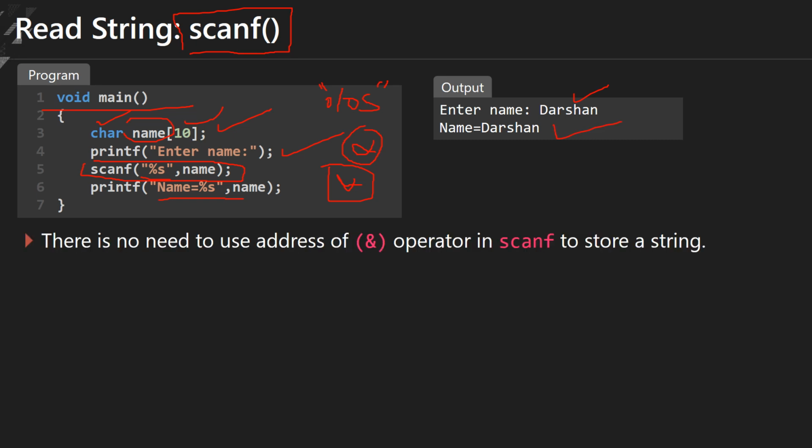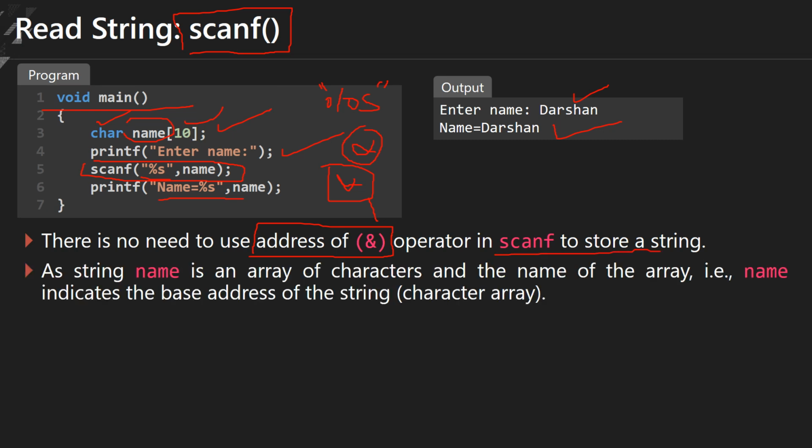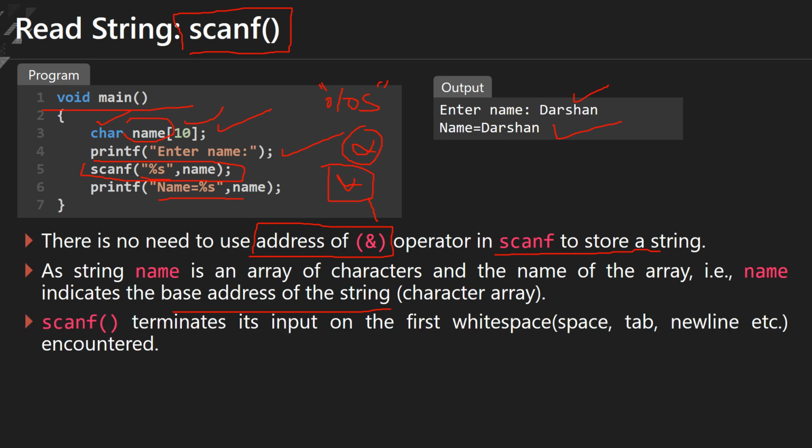Look at another point: there is no need to use the address operator, the ampersand sign, in scanf to store the string. A string name is an array of characters, and as you all explained this, the name of the array indicates the base address of the string, which is directly used. Once it encounters white space, a space or new line, it will be terminated automatically.